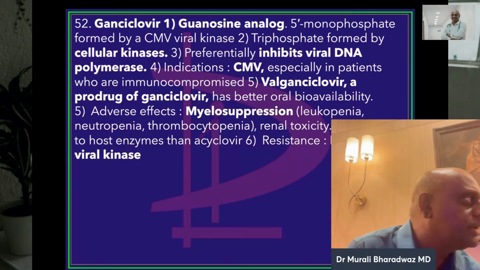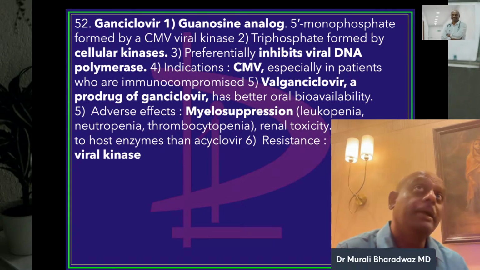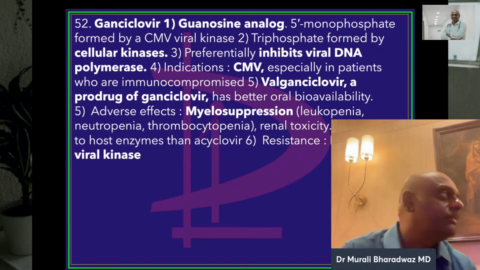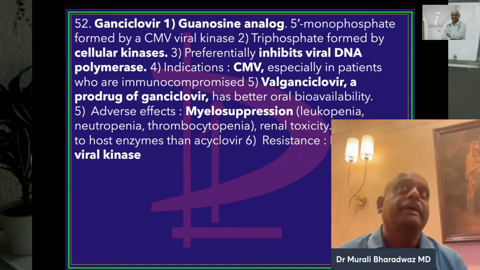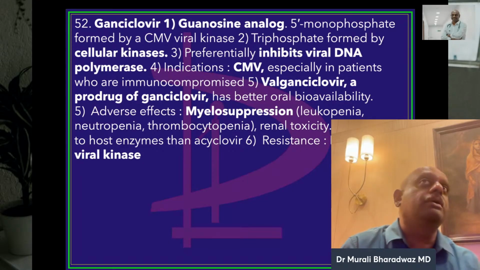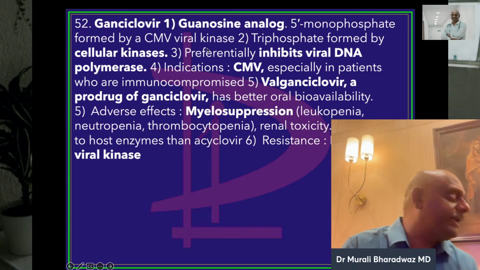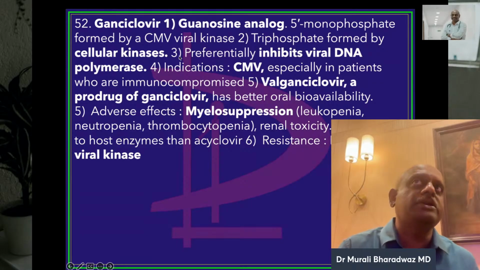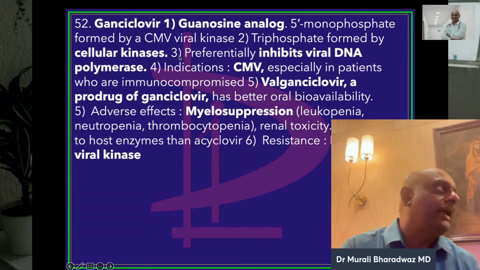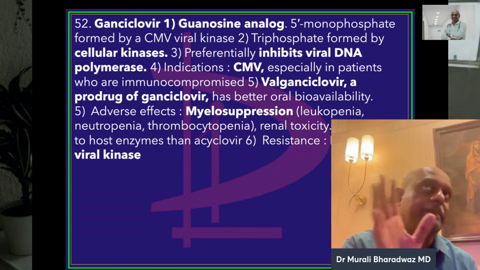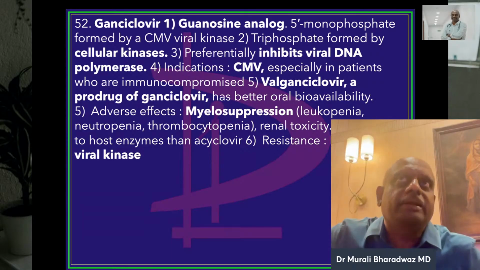Cytomegalovirus, acyclovir and all are not useful. Ganciclovir is effective. Okay. And another important thing is what? Ganciclovir typically is also formed into a monophosphate by the viral kinase and a triphosphate by cellular kinases. But the main importance is CMV anti-guanosine. Yeah, I mean CMV anti-ganciclovir.